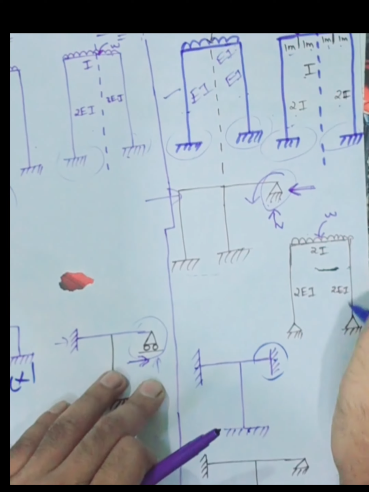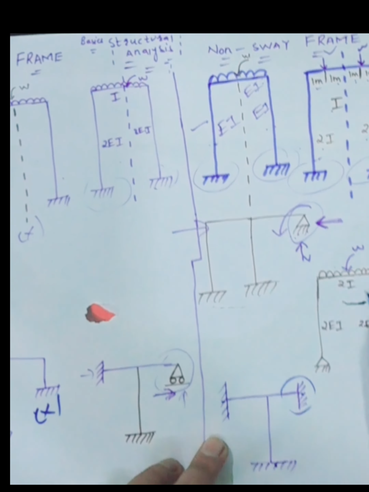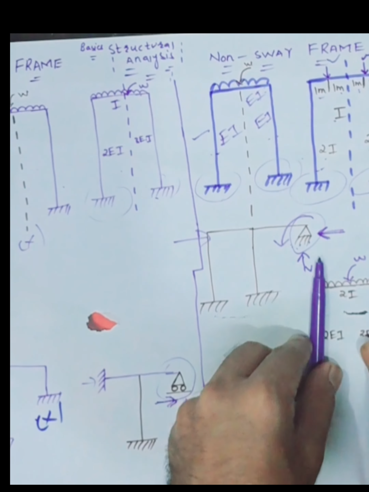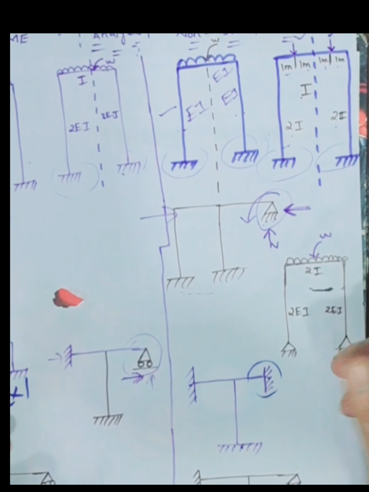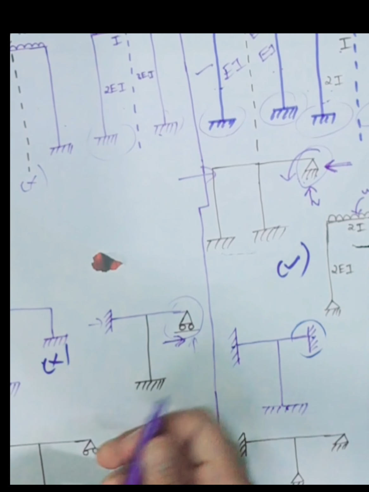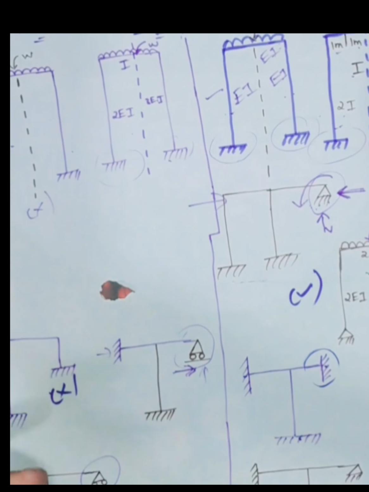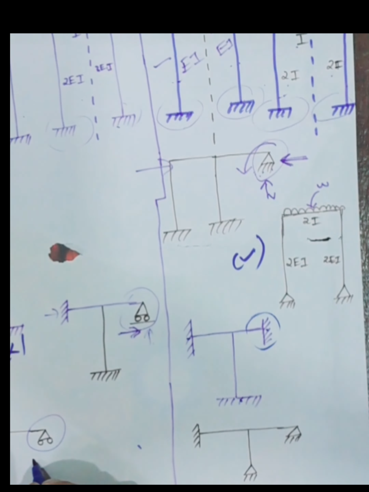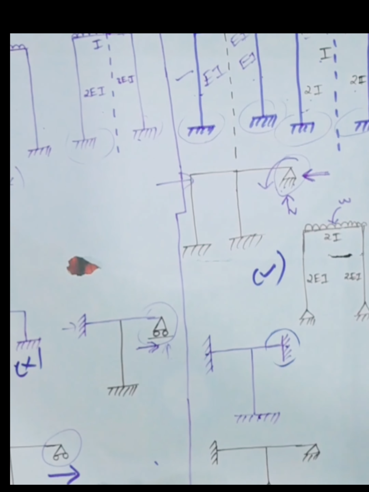Next, coming towards this one, here also we are having same members, and here we are having one more UDL, but it can handle because there is a fixed ends, so it is also condition satisfied, so it is non-sway frames. Next, coming towards this one, what is this? This is roller support. In roller support, as I told you, only horizontal load will act, not the vertical.